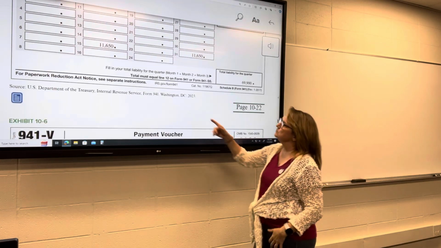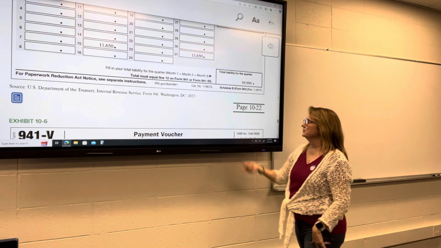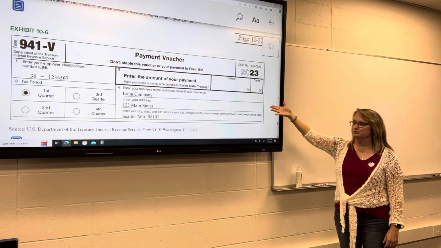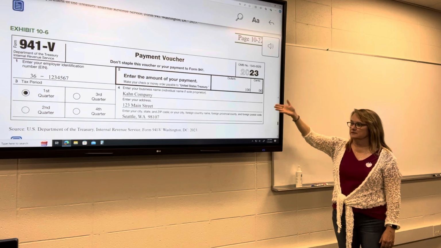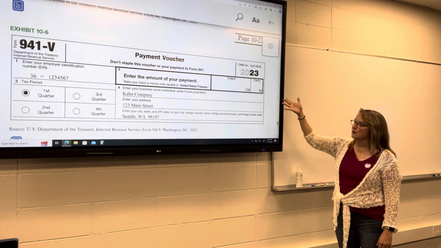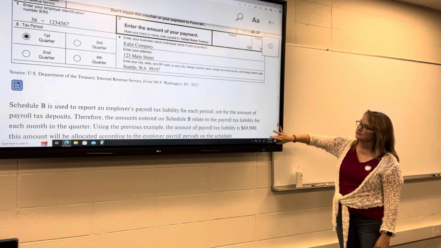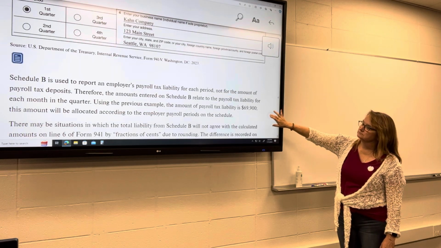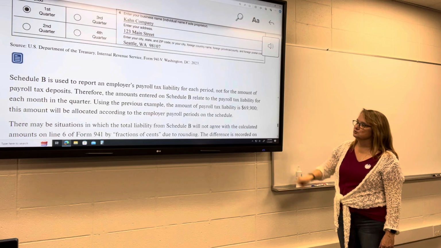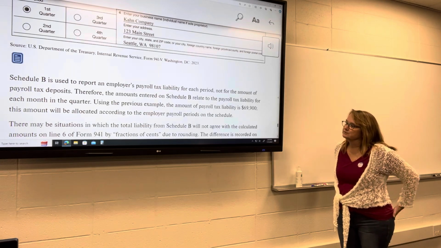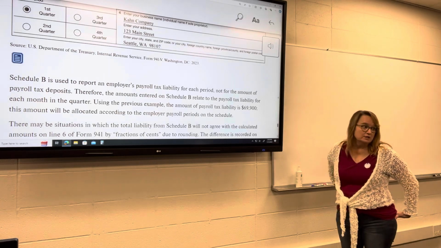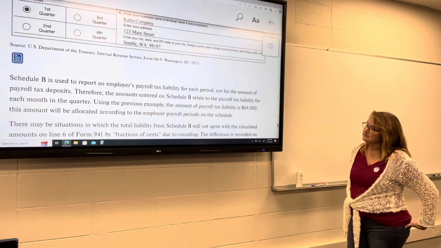Okay, so must equal line 12 on the form 941. So if you owe an amount, you have to send it with a voucher to explain to them exactly what quarter you're paying for and how much you're paying there as well. Again, that Schedule B is used to report the payroll tax liability, not the payroll deposits. Like I said, they already know what the payroll deposits are. They've got that information.